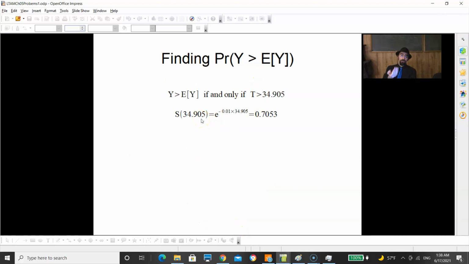Lastly, we just say, well, survival function, okay, that's going to be e to the negative 0.01 times t, right? Because that's how constant mortality works with the survival function. And we crunch our numbers, and we get 0.7053, which is one of the choices. All right.